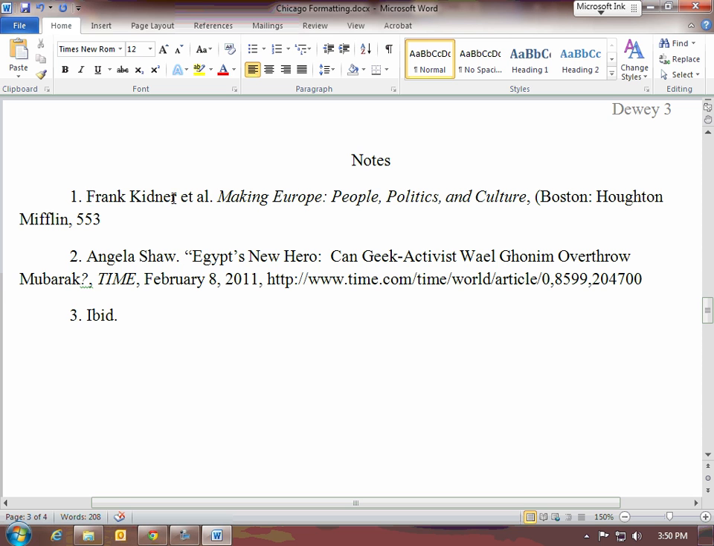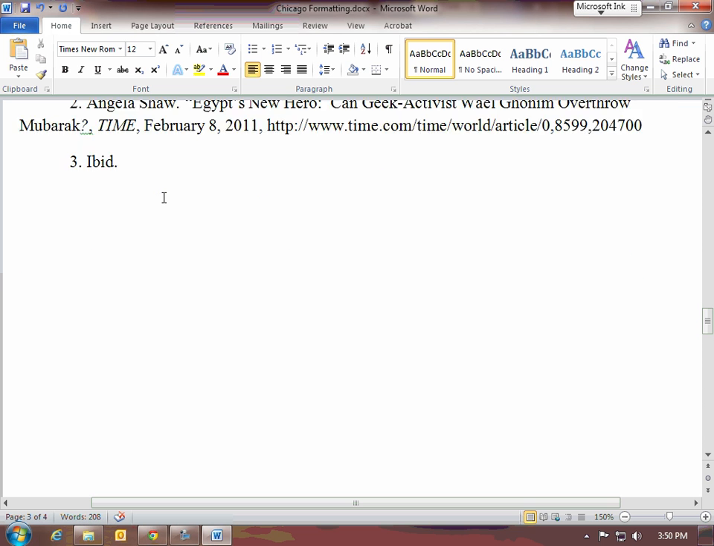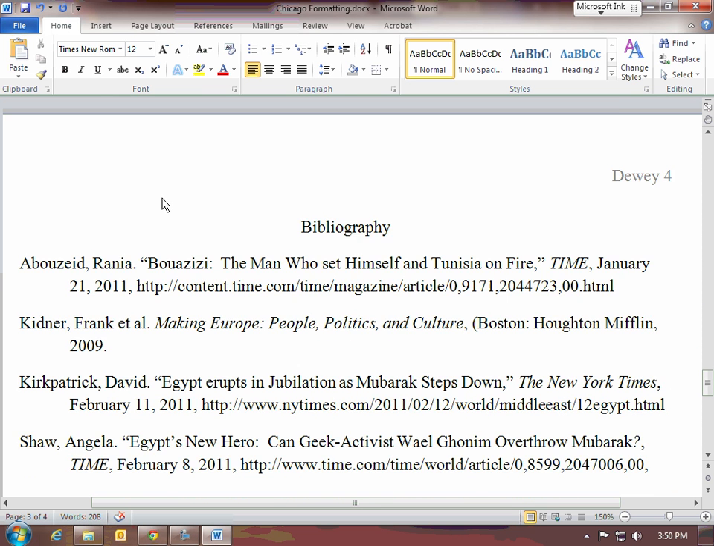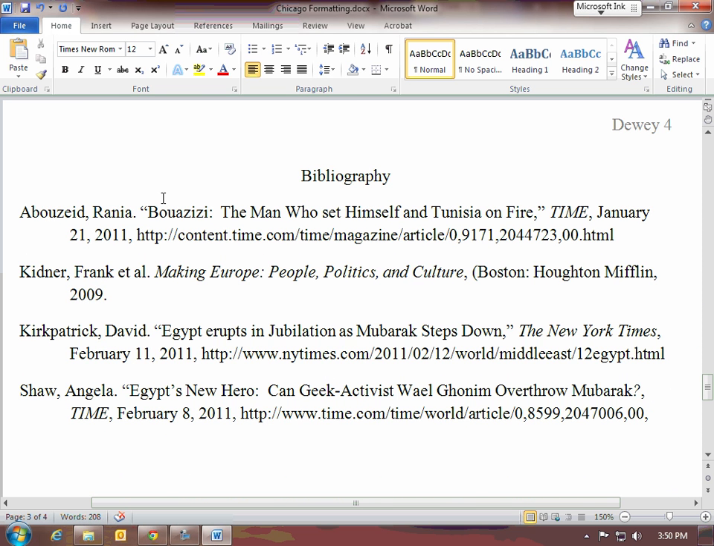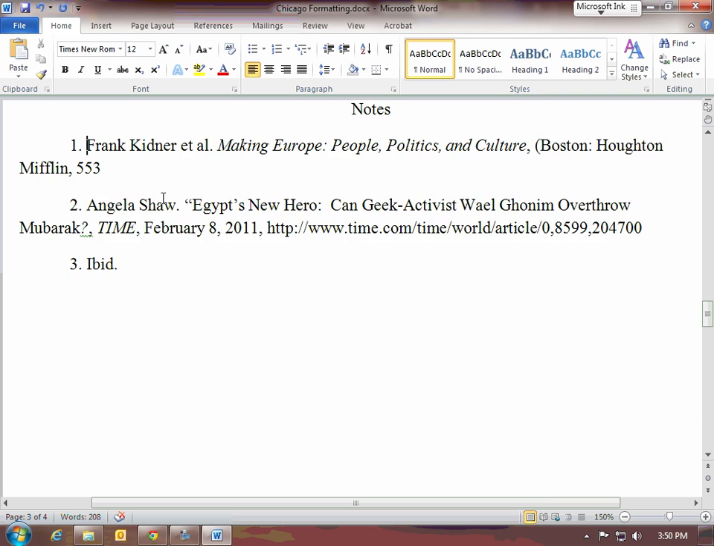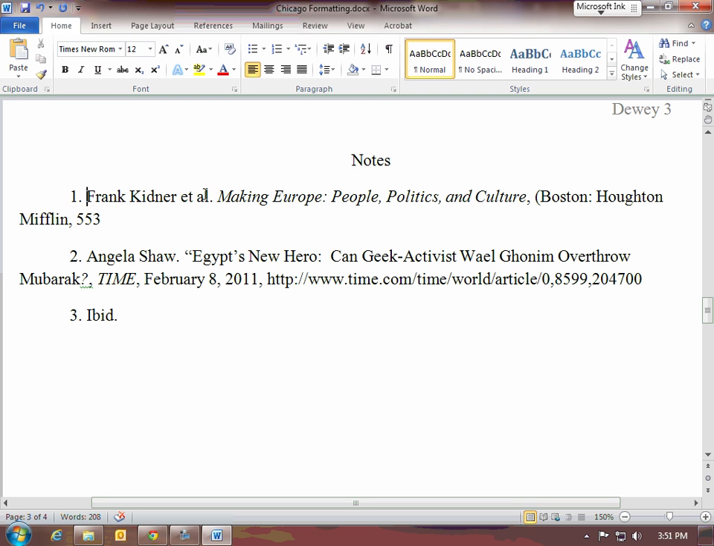Frank Kidner here is identified with first name first, last name last. That's opposite of the bibliography. And then all the rest of the information for the citation. Each citation is single-spaced, and then the citations are separated not only numerically but also with a double space.